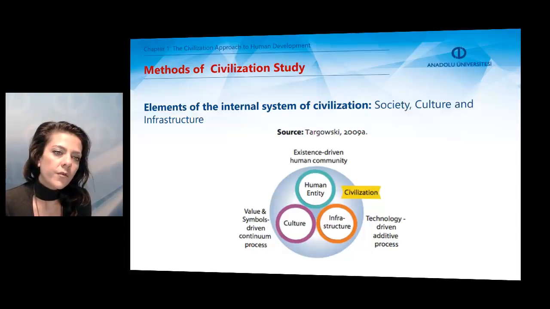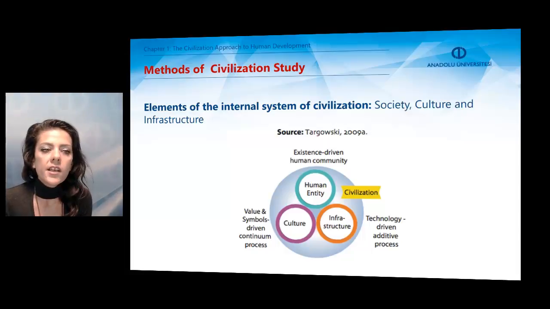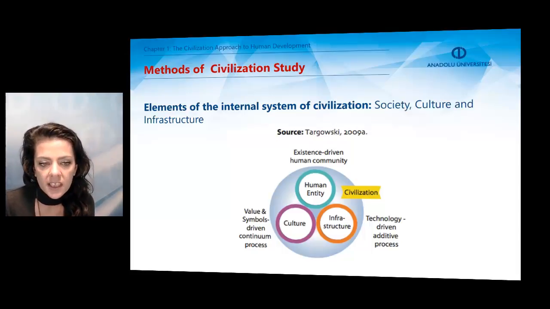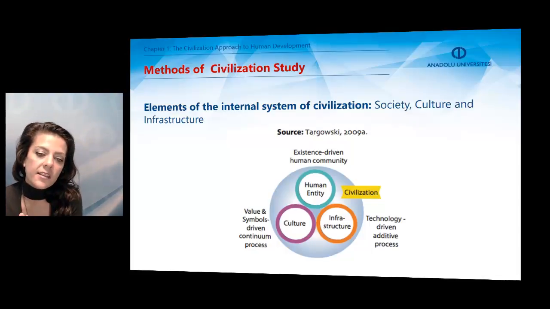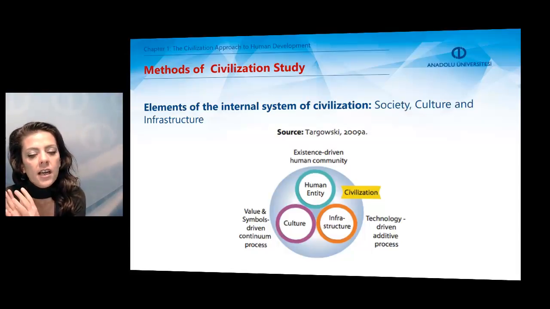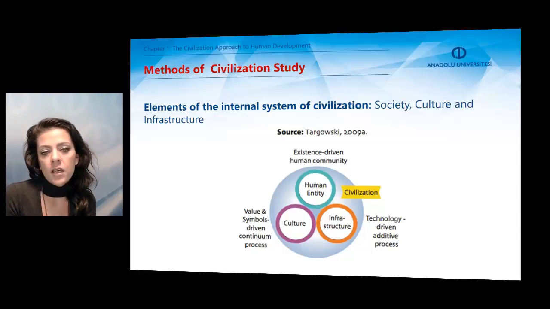From the methods of civilization study perspective, we can talk about some elements of the internal system of civilizations. These elements are made up of society, culture, and infrastructure. In the diagram, we can see that society can be considered a kind of human entity. It is an existence-driven human community. With the culture element, we talk about a value- and symbols-driven continuum process. And in the infrastructure element, we can define it as a technology-driven additive process, and all these make up a civilization.